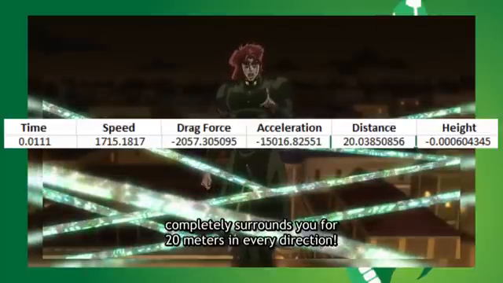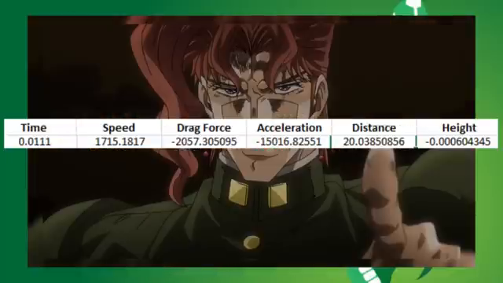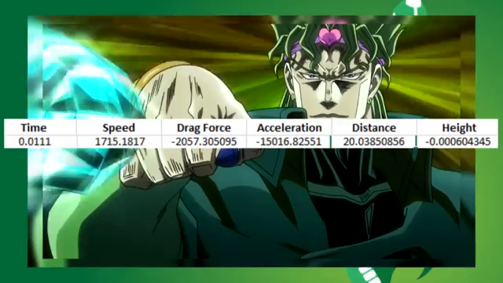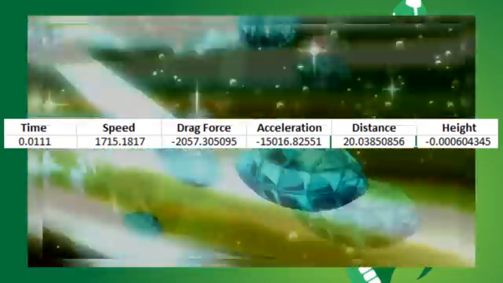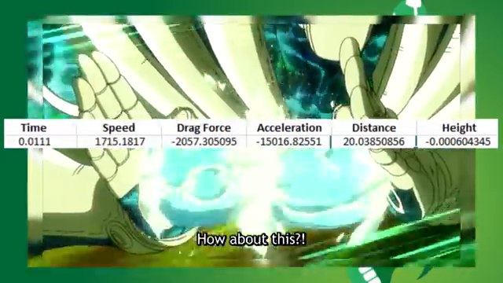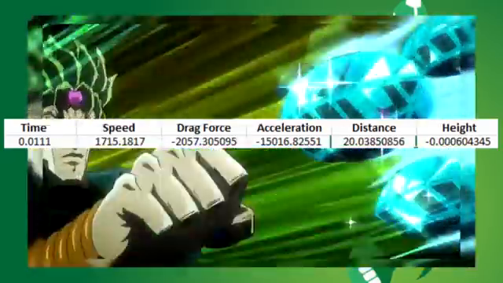We can use the same kinematic equations for vertical displacement. With acceleration due to gravity being 9.81 meters per second squared, we can show how far the Emerald Splash falls off after being fired. Since the emeralds are traveling so fast, there's not really a lot of fall off, only a little over half a millimeter after 20 meters.